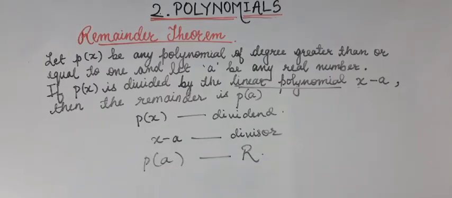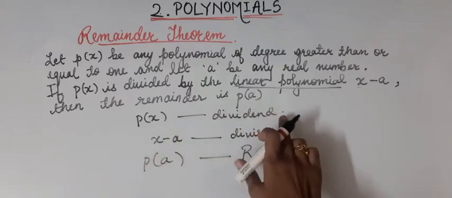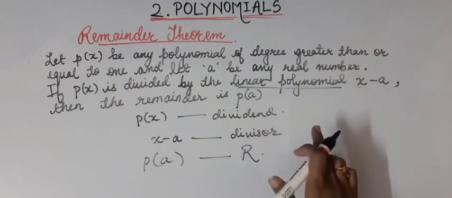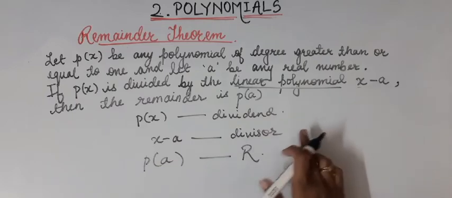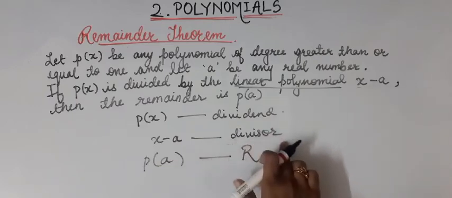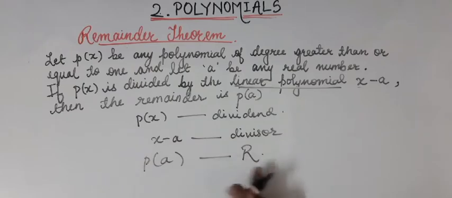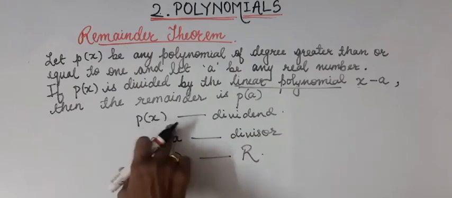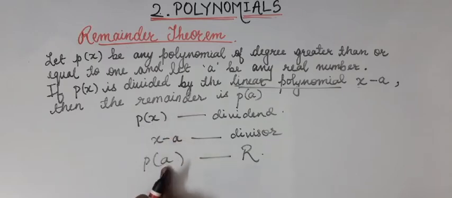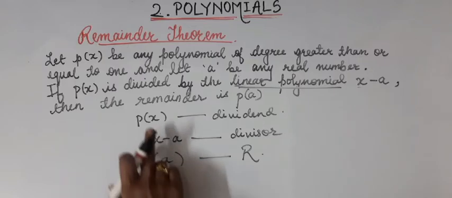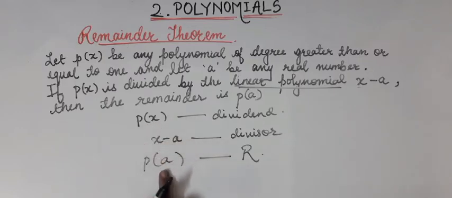Okay. So what does the remainder theorem state? If p of x is a polynomial with degree 1 or greater, and it is divided by a linear polynomial x minus a, where a is any real number, then the remainder is going to be p of a. P of x is changing to p of a. To get the remainder, we have to replace x with a.